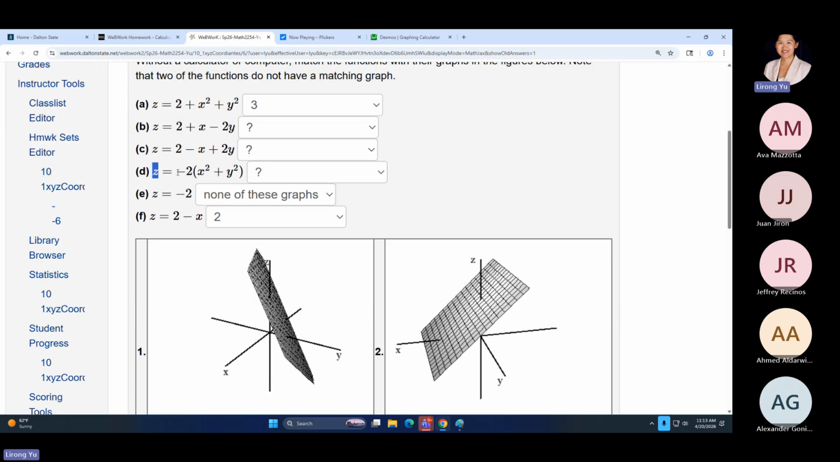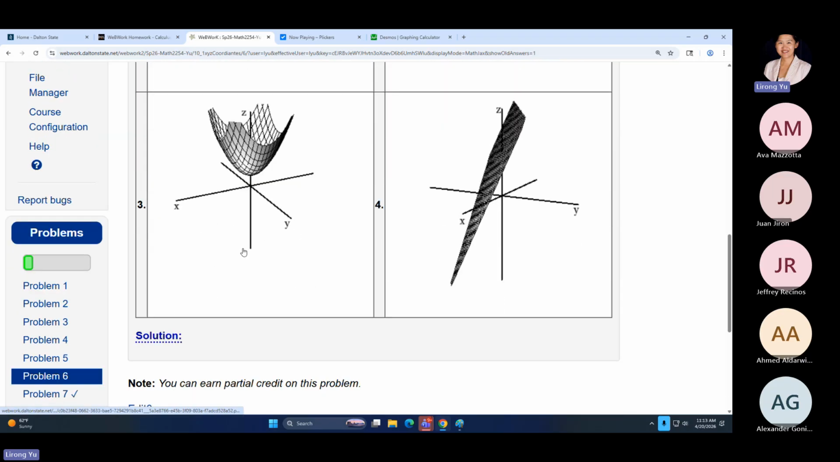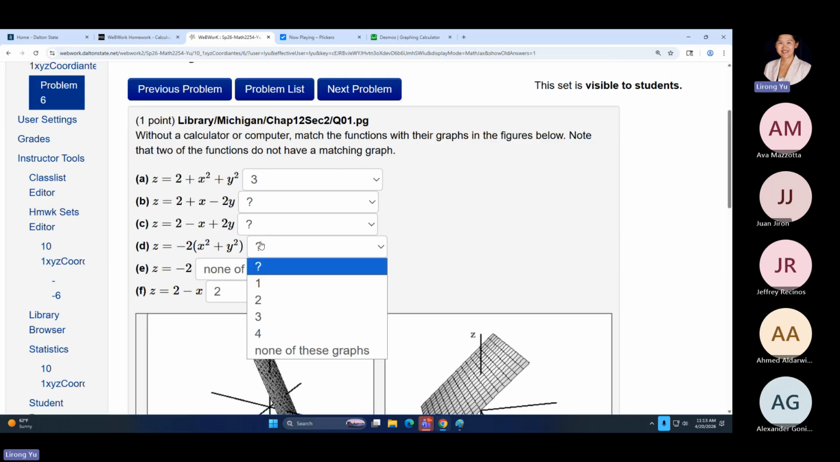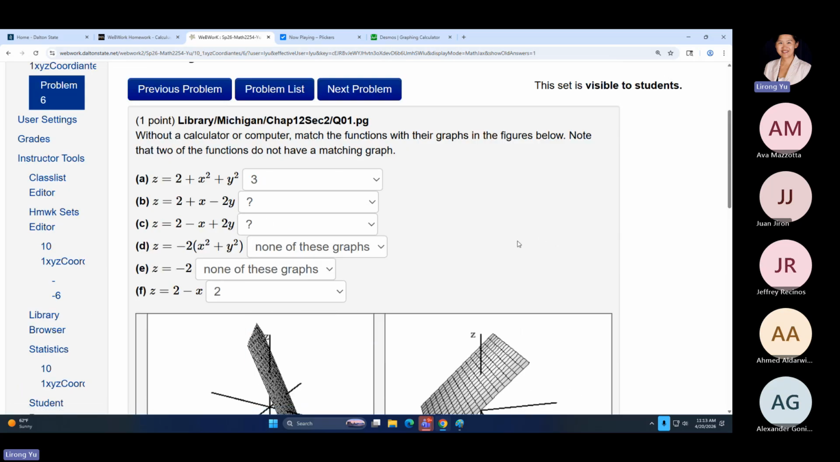This one, z equal to -2 times x squared plus y squared. Then x squared plus y squared is positive. We multiply by -2, which means that z is entirely negative. It should have a negative z value in this graph, right? And none of the pictures have any curve like that, and I already think number three is the curved one anyway. So we don't have that kind of graph there.